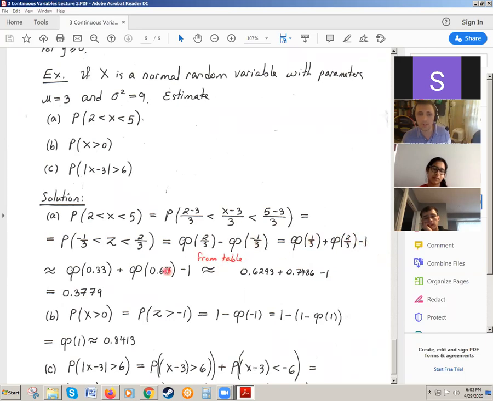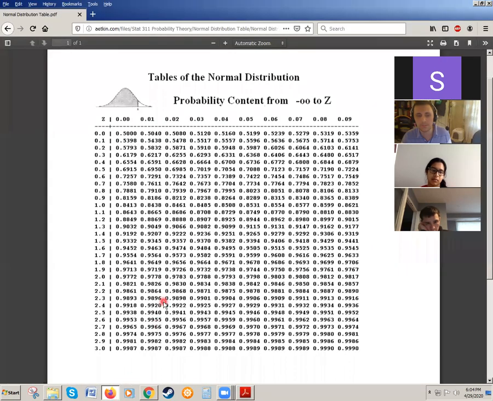Yes. Now 1/3 is roughly 0.33. 2/3 is 0.6666, which you round up to 0.67. So roughly it's phi of 0.33 plus phi of 0.67 minus 1. And then I go and look at the table. So first I need to find 0.33, right? I just go to 0.3, and then I move until I reach this location. I move to the 4th column, yes? And 0.33 then has probability roughly 0.6293, yeah?